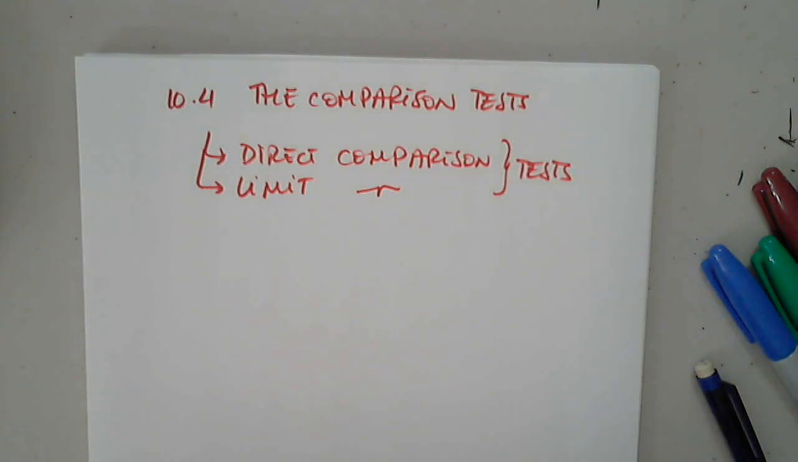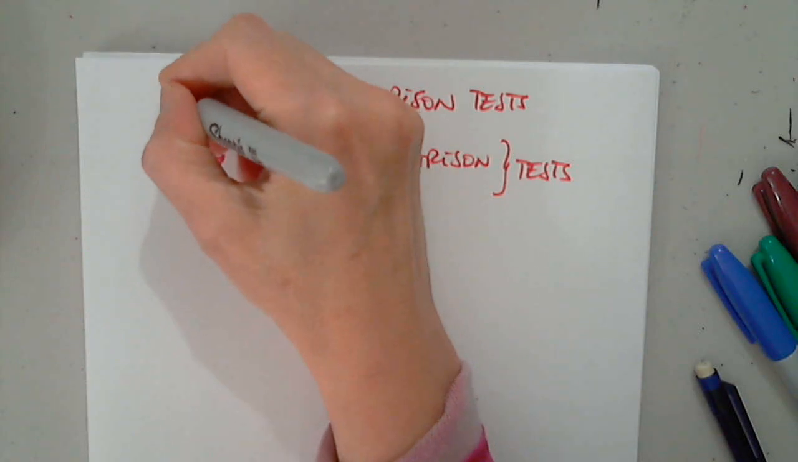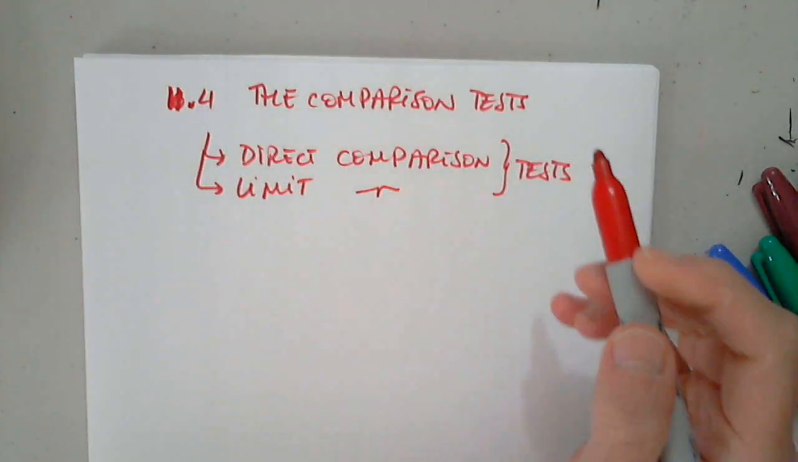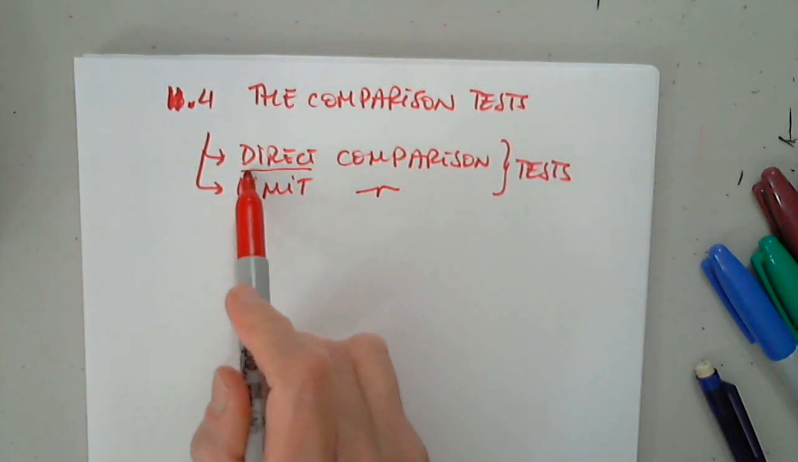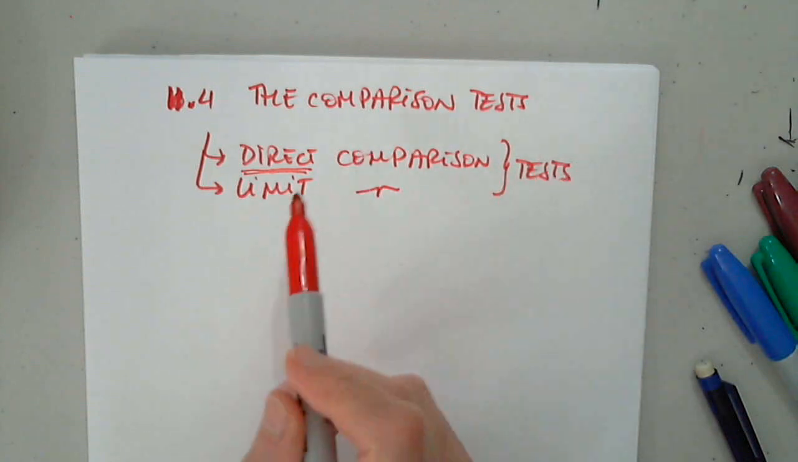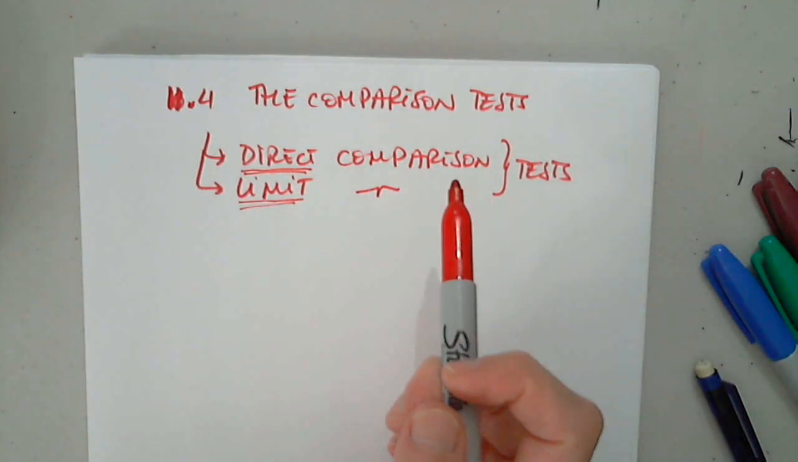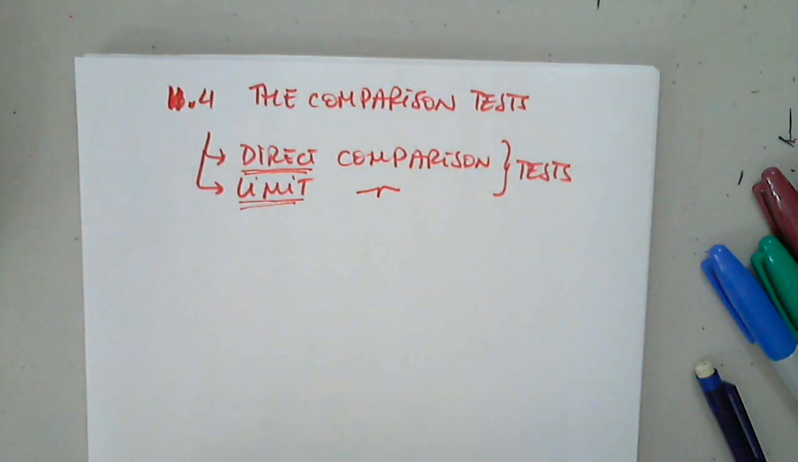Hi there, we continue chapter 11, of course, with 11.4, the comparison tests. We have two comparison tests. One is called the direct comparison test, and the other one is called the limit comparison test. Of course, these are tests for convergence or divergence of series.